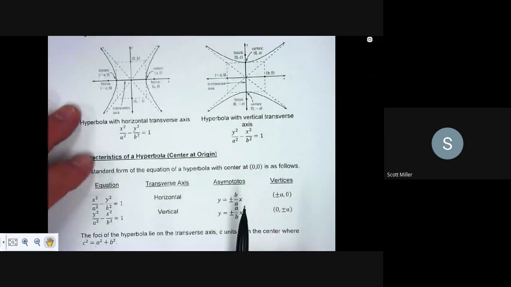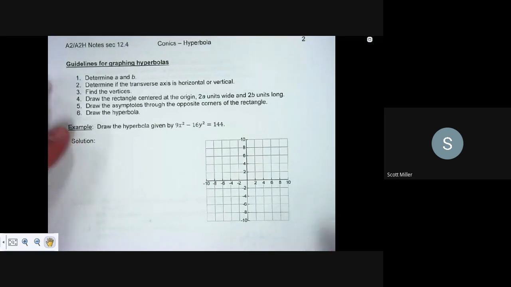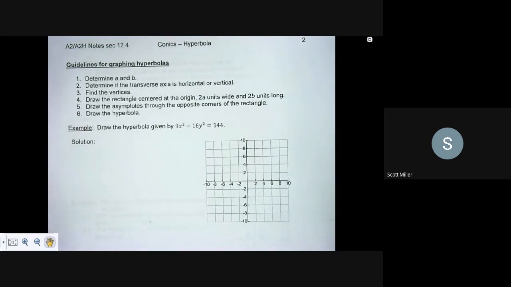So let's take a look at some problems we can do. One of the things we're going to ask you to do is determine what A and B are. Determine if the transverse axis is horizontal or vertical. You want to find the vertices. We're going to draw the rectangle centered on the origin. We're going to draw the asymptotes, and then we're going to draw the hyperbola. Okay, so let's do that.